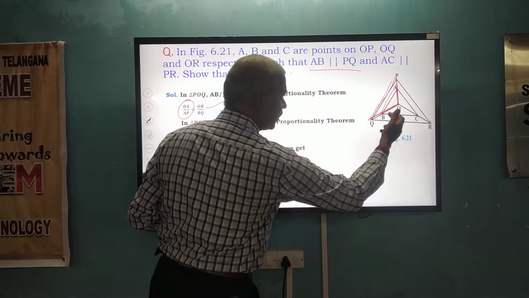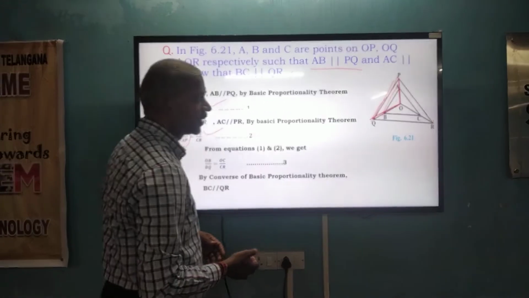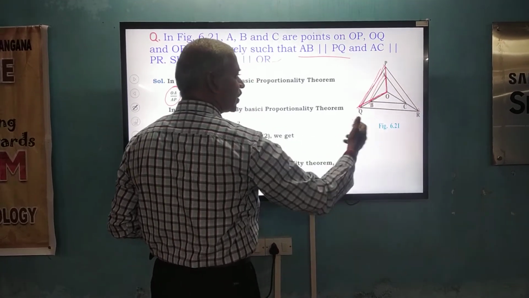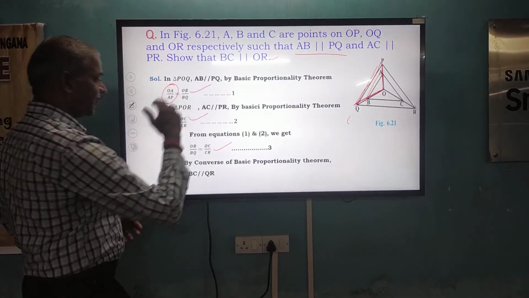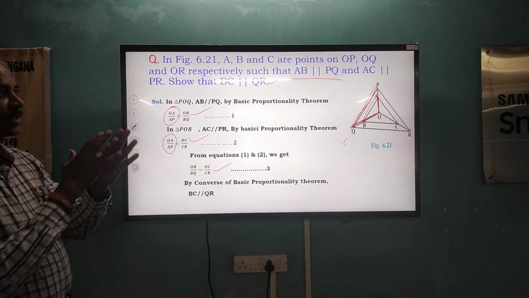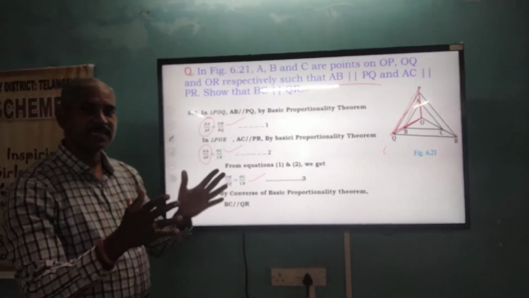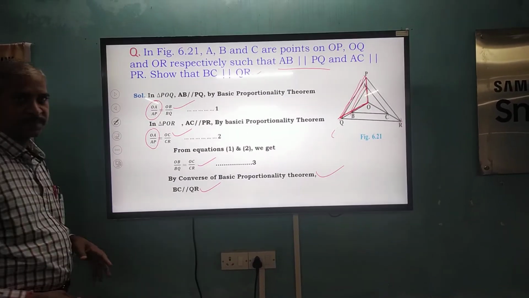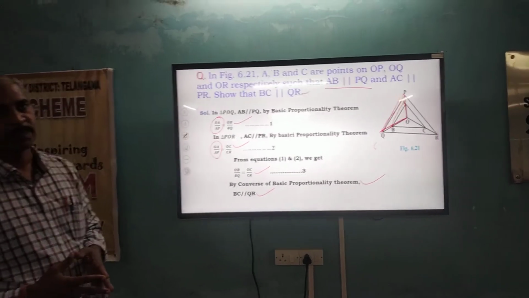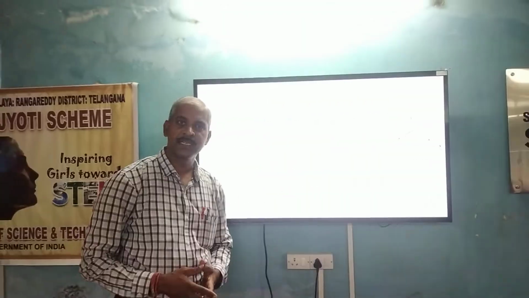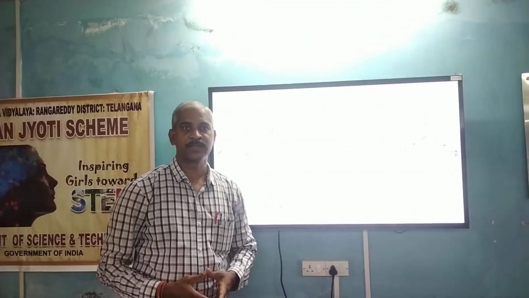What are this OB by BQ and OC by CR? In triangle OQR, this BC is dividing OQ and OR in the same ratio. That means BC divides two sides in the same ratio. Therefore, by the converse of the basic proportionality theorem, this BC is parallel to QR. So like this we can use the converse of the basic proportionality theorem in solving problems. Thank you.